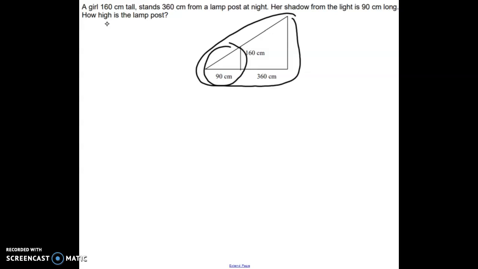So the first thing I'm going to do is split these triangles up. I know my little triangle is here. This is the girl. Excuse my drawing, not the best drawer. We know that she's 160 centimeters tall, and we know that her shadow is 90 centimeters. Next, we're looking at the lamppost. The lamppost is a larger triangle.